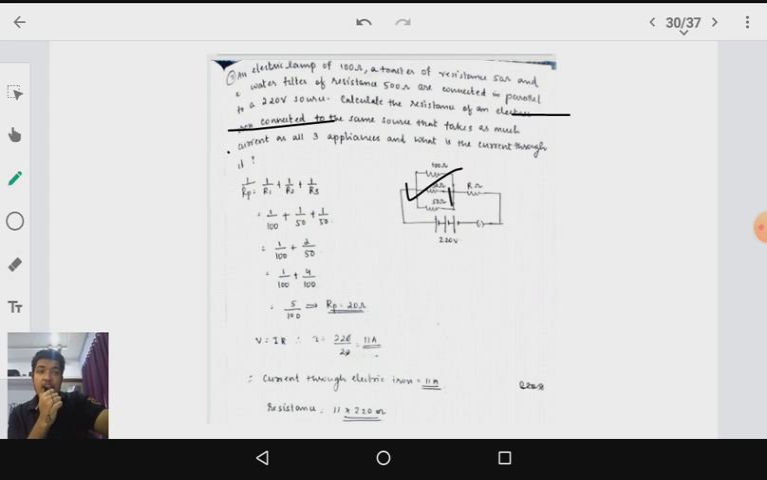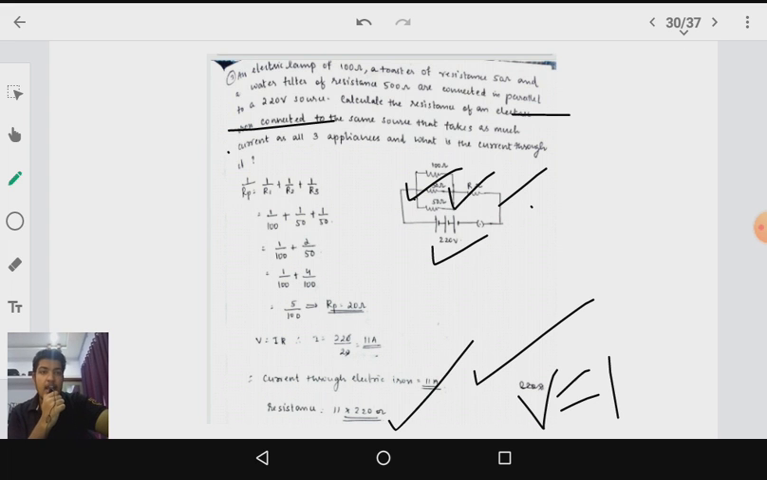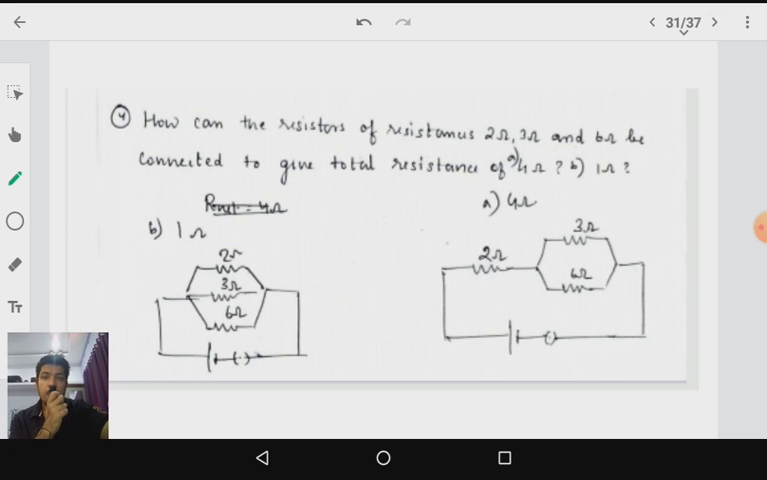Because these two are now in series, the current that is flowing through this and this is going to be the same. So now you can find the current through the electric iron, that is coming out to be 11 ampere. Once you get the current, the potential difference is known, so you can find the resistance easily because V is equal to IR. From that you can easily calculate the resistance. So this is how you have to proceed with these questions.